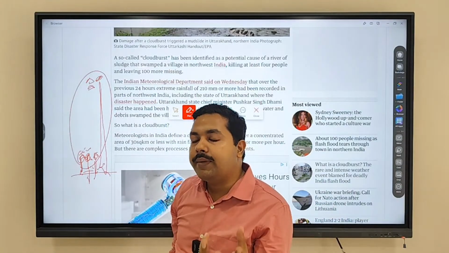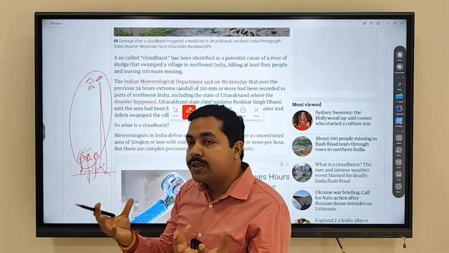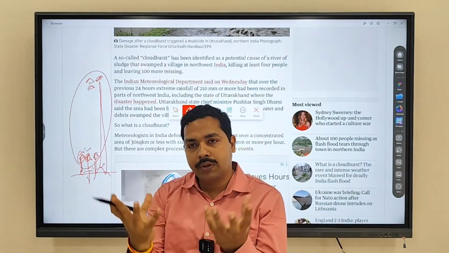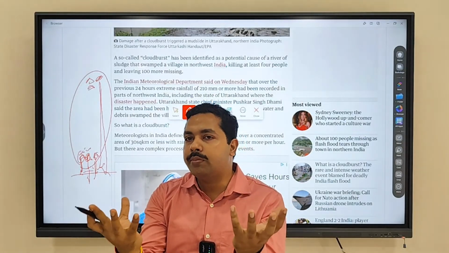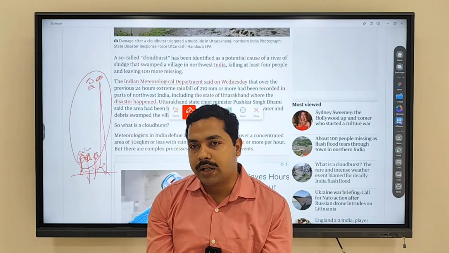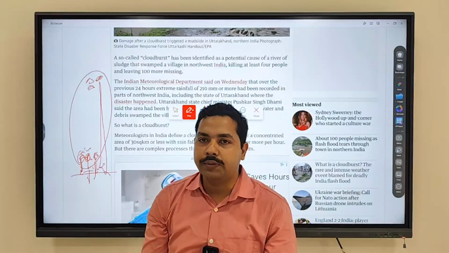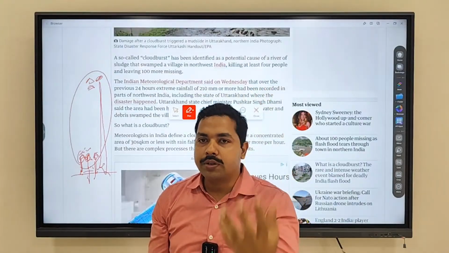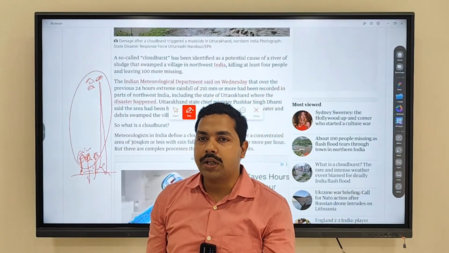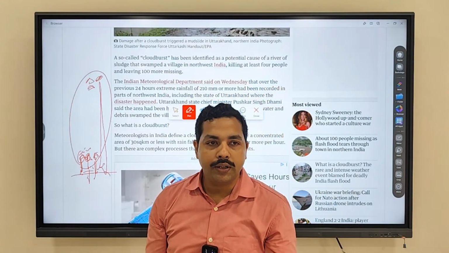Clear? So till the time the cloud is able to hold this, they will remain in that shape. If they are not able to hold, this ice will start to come down, and that is what we call rain. Clear? So why is rainfall happening? Because of gravity pulling the ice crystals. Any doubt regarding this one?